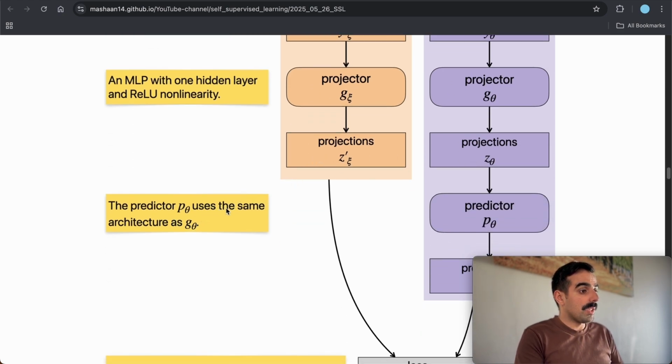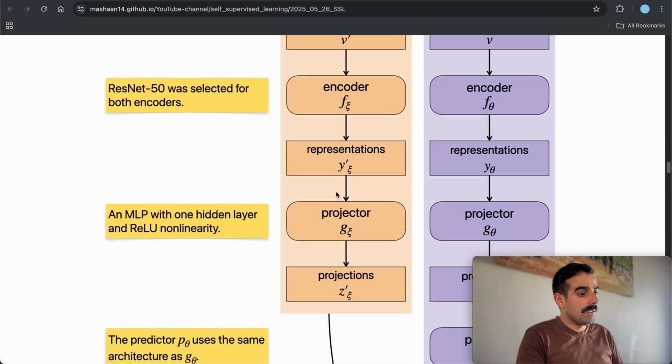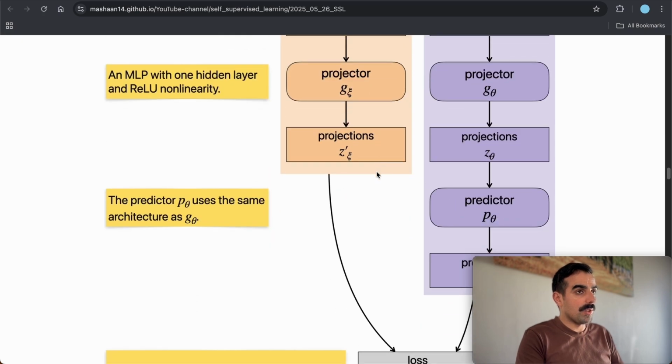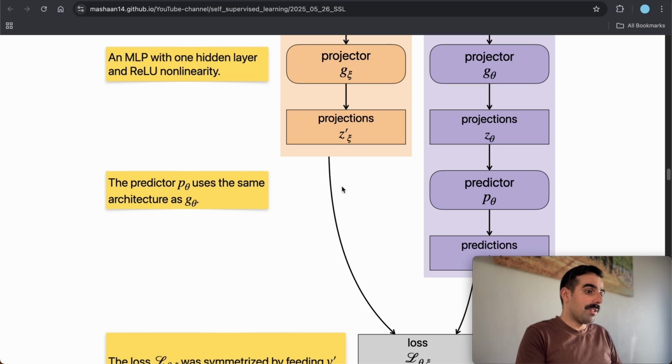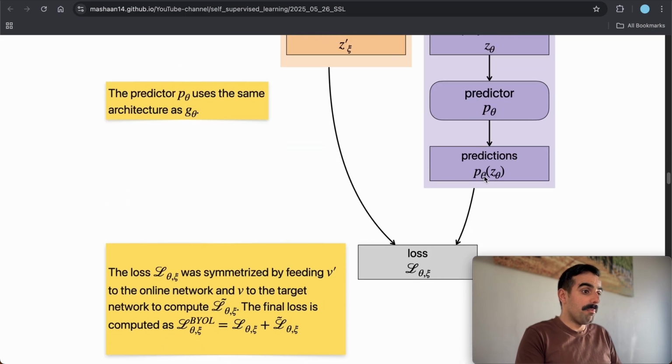And the predictor uses the same architecture as the projector. So it's an MLP with one hidden layer. And the target network does not have a predictor. So this is an asymmetric design. It's not a symmetric design. We will see later that self-supervised learning used a symmetric design for both networks, but this earlier design is asymmetric. Then we get the projections from the target network and compare them with the predictions from the online network.